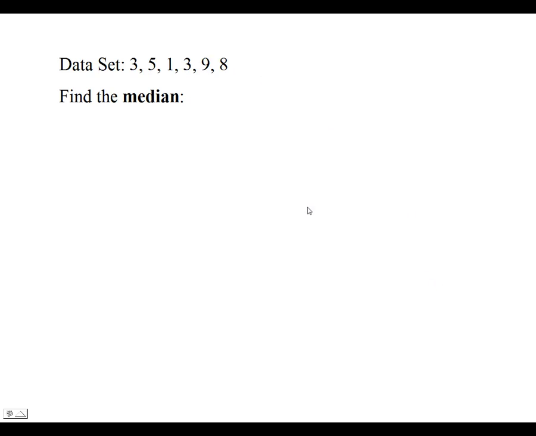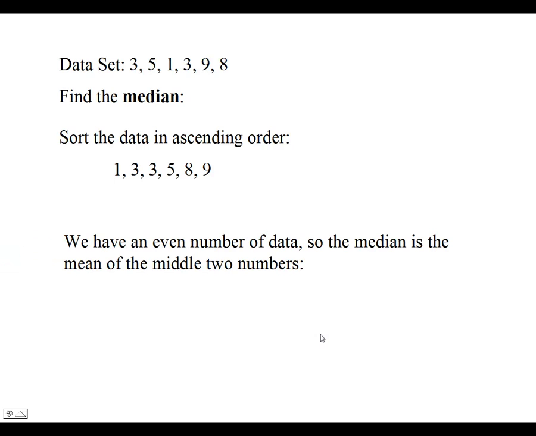Again, this is the same data set that we used to find the mean. So to find the median, I need to first sort them ascending. You can do descending if you want, but I typically go ascending. It doesn't make any difference. You're going to find the same two middle numbers. In this case, we have a 3 and we have a 5. So the median is the mean of those two numbers. And we calculate that by finding the average of those two. So 3 plus 5 over 2 is 4. So our median is the number 4.